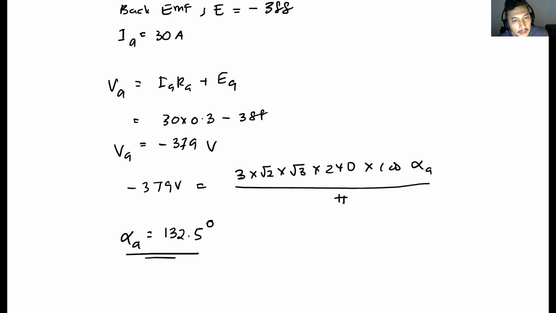I would like to highlight that for the rectifier circuit, whether it is single phase or three-phase, if the firing angle is higher than 90 degrees, you will obtain a negative voltage output. So to maintain your voltage at a positive value, please always make sure that your alpha is not larger than 90 degrees. So I think that concludes example 2. Thank you very much.